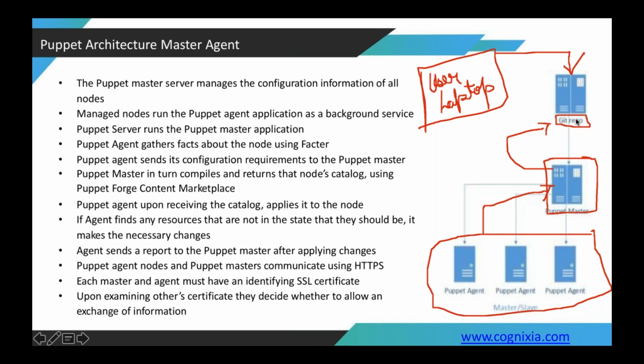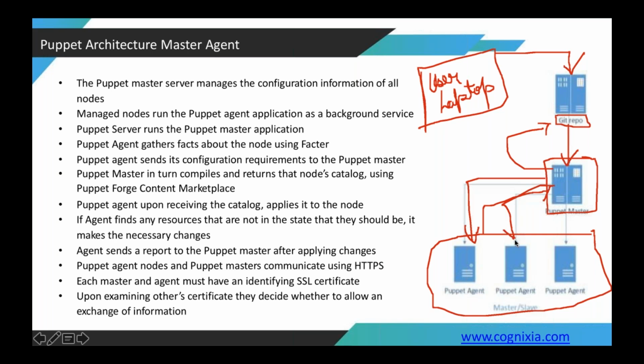From the Git repository, the changes are going to be pushed to the Puppet master server. Then from the Puppet master server, it's going to be executed on the Puppet agents, like that. This will be our flow for how we execute Puppet in our environment. Okay, clear to everyone? There is no dedicated workstation required in case of Puppet. The actual flow should be like this.